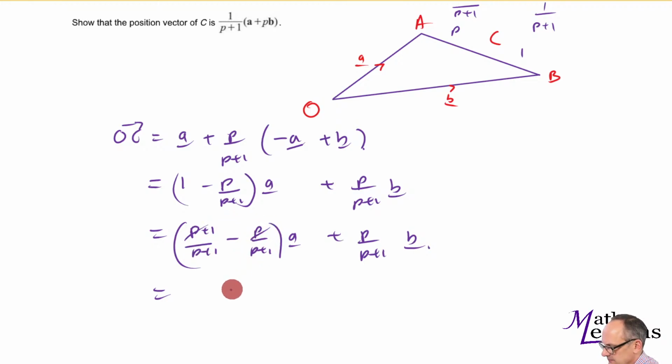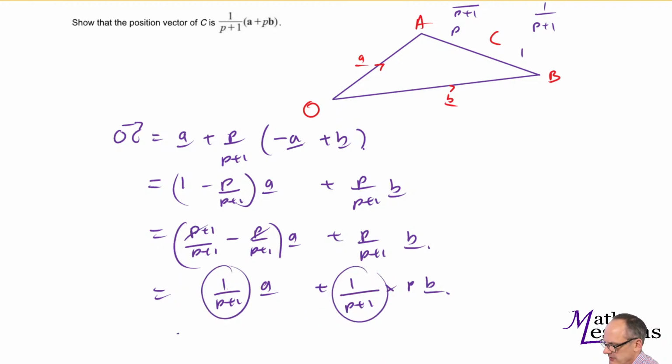So we're just going to be left with 1 over p plus 1 lots of a plus. Now what I'm going to do is take out the p plus 1 and imagine I'm timesing that by p lots of b. Okay, and you can see I've got a common factor of 1 over p plus 1. So I get 1 over p plus 1 lots of a, and then I've got p lots of b there, to show what they want me to show.